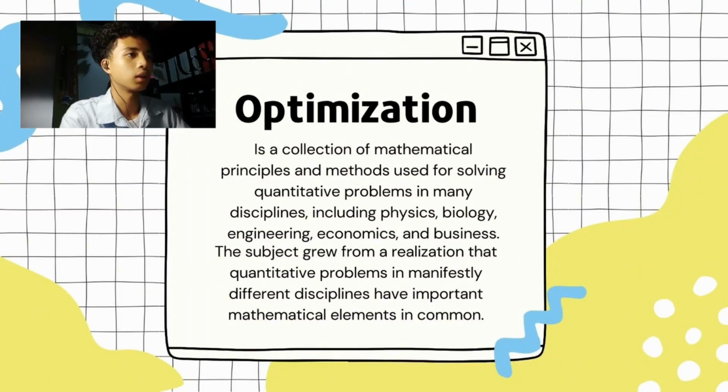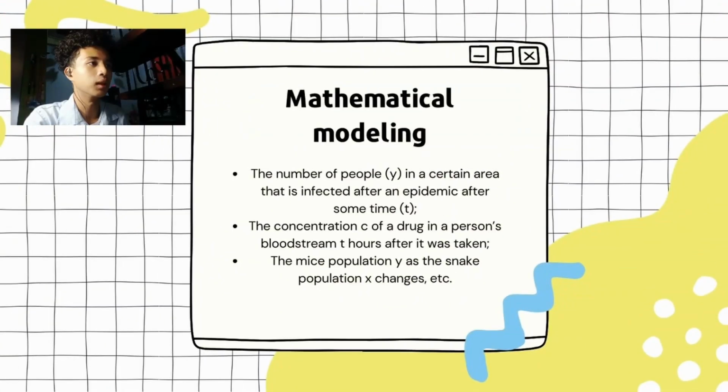Optimization is a collection of mathematical principles and methods used for solving quantitative problems in many disciplines, including physics, biology, engineering, economics, and business. The subject grew from a realization that quantitative problems in manifestly different disciplines have important mathematical elements in common. Mathematical modeling.